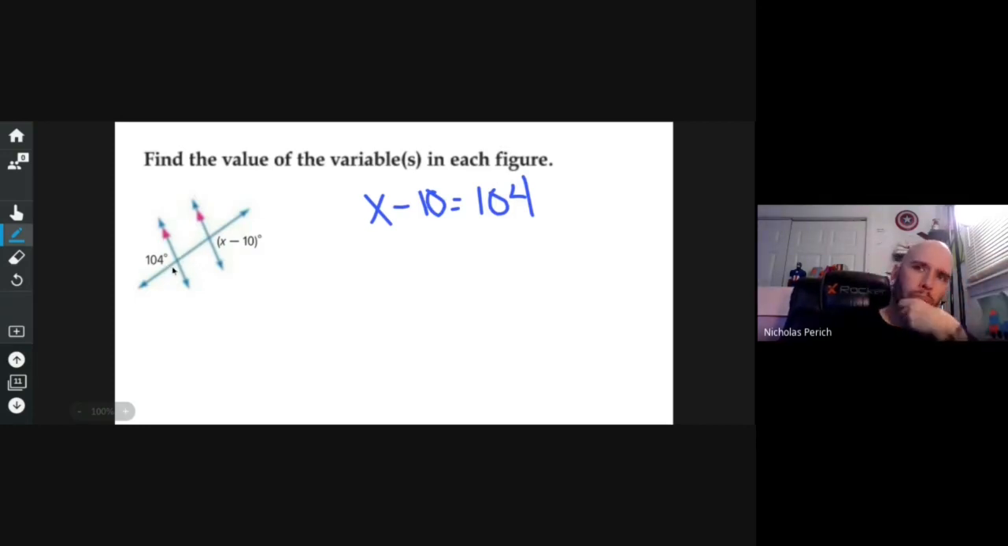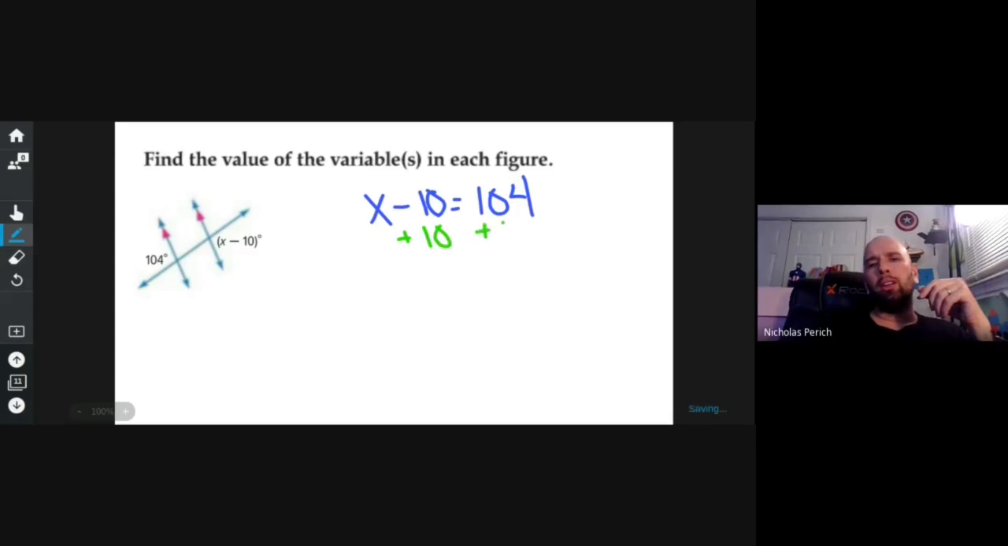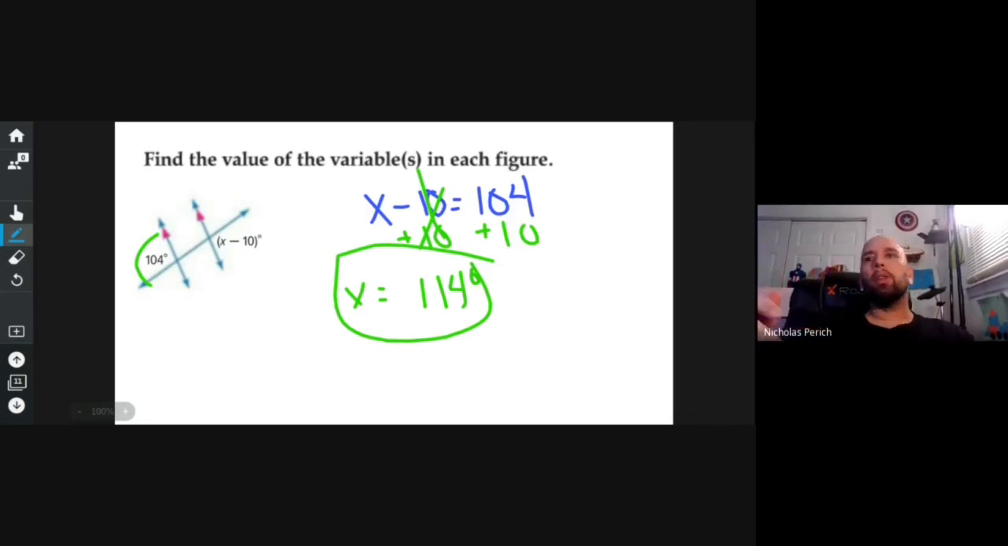Give me in 2 words my next step before I quick draw it out, or unmute yourself. Add 10. Add 10 is correct. And then either in the chat or unmute yourself, x is going to equal how many degrees? Oh, it is 114. Why was I about to write 124? And if you're like, I don't know, Mr. Perich, I need proof. Well, if these guys are going to be the same, then what's 114 minus 10? 104. So there's your proof right there.